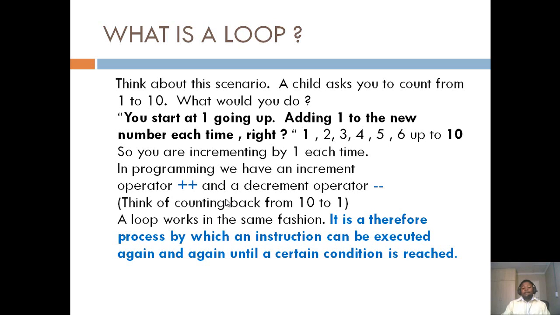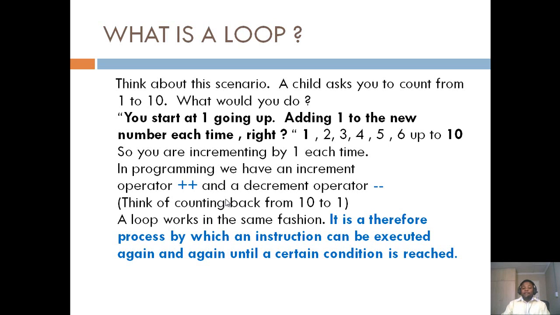So what is a loop then? A loop is basically a process by which an instruction can be executed again and again, over and over again until a certain condition is reached. And in our case here, we kept counting, we kept adding 1 to the new value until we had to stop somewhere. When we got to 10, we realized the child did not ask for 11, because now if we gave the value 11, we are out of the condition, so we had to stop exactly at 10.